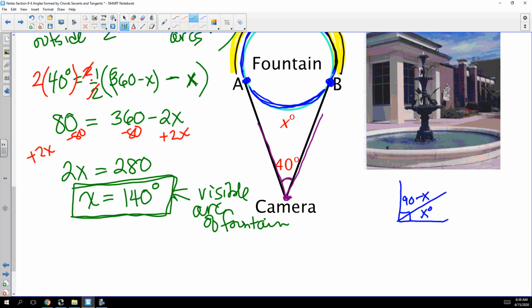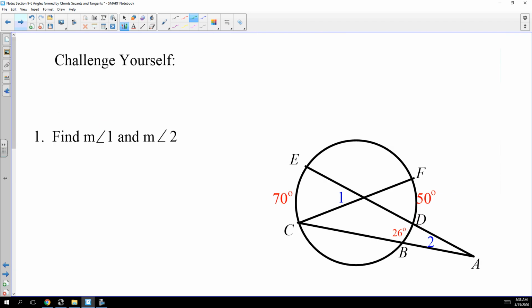All right, let's try a couple of problems that are a little more challenging. Obviously, I would prefer that you try to do these on your own before checking, but maybe you can just pause it a minute and try some on your own. But definitely be thinking about, if you're looking for the measure of angle 1 and the measure of angle 2, what types of angles are these? What are they formed by? Are they formed by chords? Are they formed by tangents and secants? Where do they lie? All of those things come into play.